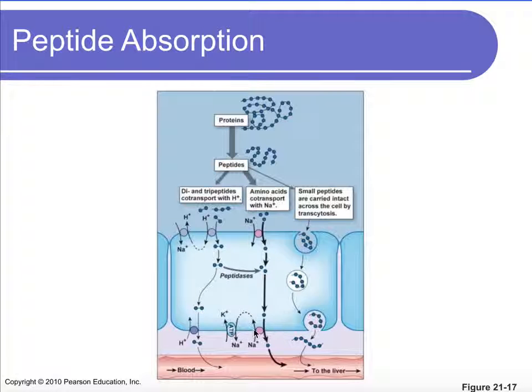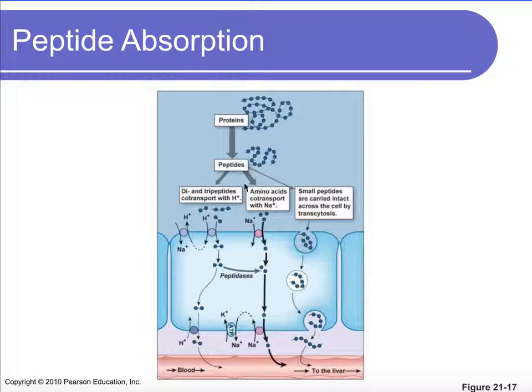Exchange means it'll go in opposite directions, and then our single amino acid will get absorbed into our bloodstream. And notice it goes to the liver because this is our hepatic portal system that connects the GI tract to our liver.